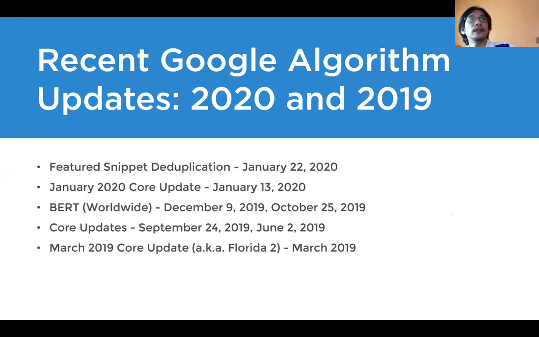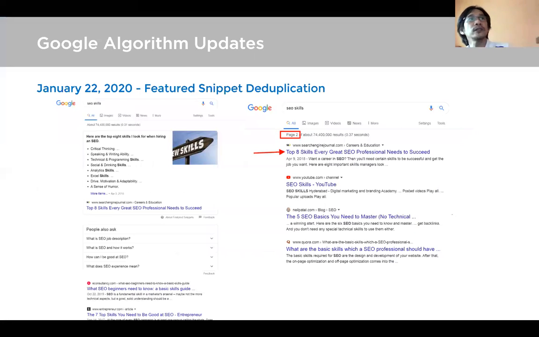Important to highlight what happened this year was the featured snippet deduplication, meaning Google, to illustrate some more on featured snippet deduplication, Google sort of saw that if a user is searching for a particular query, sometimes search results get duplicated on the first page.